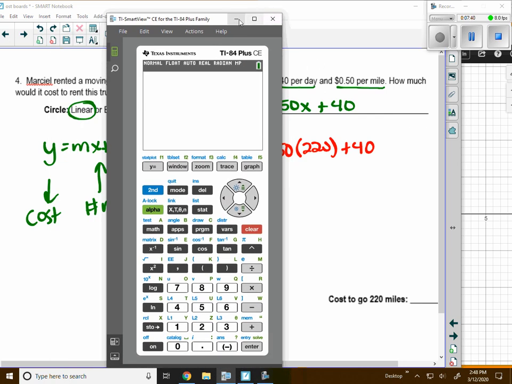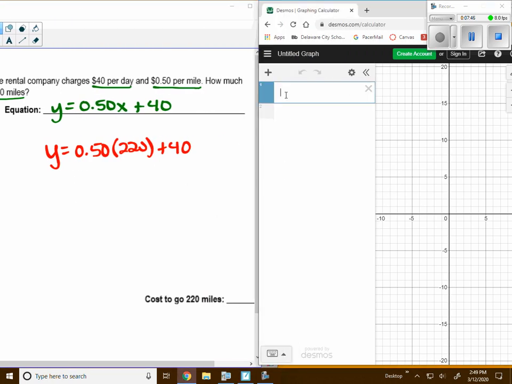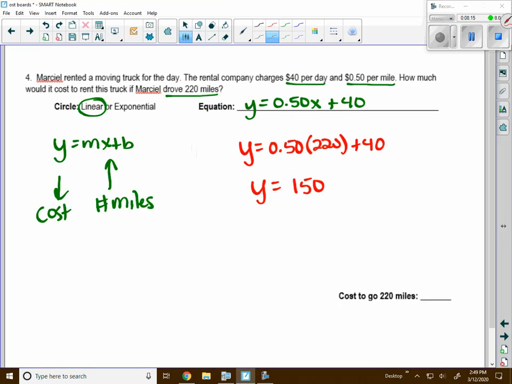Okay, I guess we'll use Desmos. So right there, you can see our answer is 150. So that means it will cost $150 if Marcel drives 220 miles.